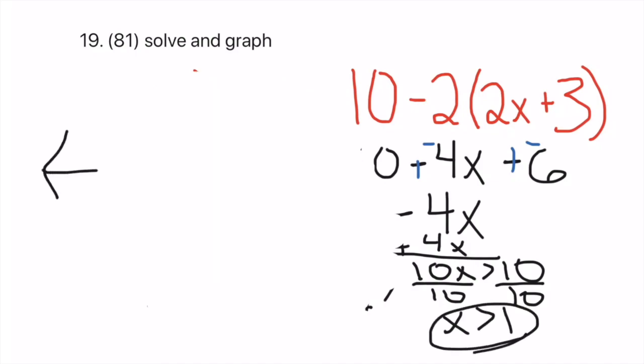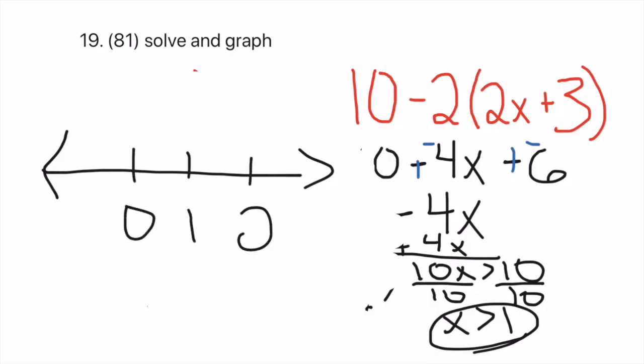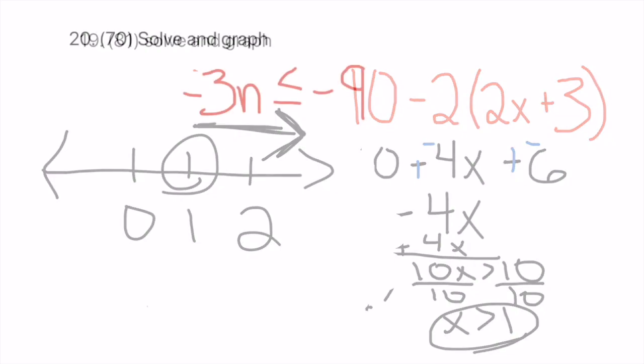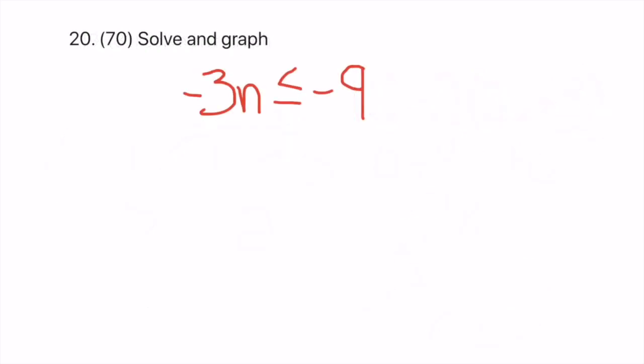Okay, now let's graph it over here. So there's 0, 1, 2, open circle around 1, and x has to be greater than 1, so it's everything to the right. Number 20, solve and graph.